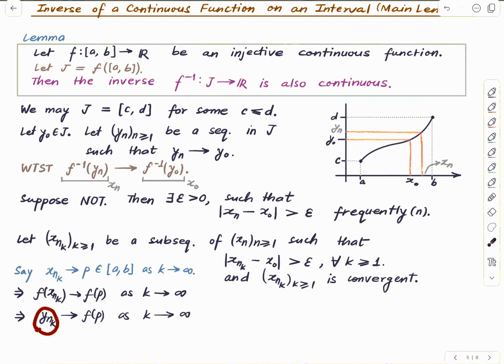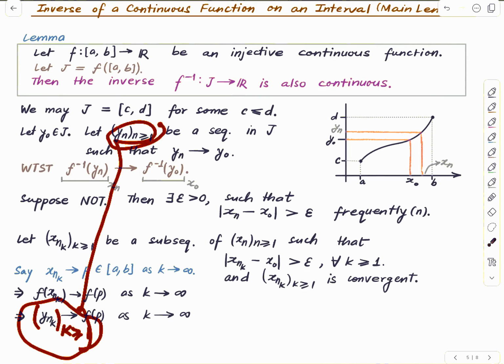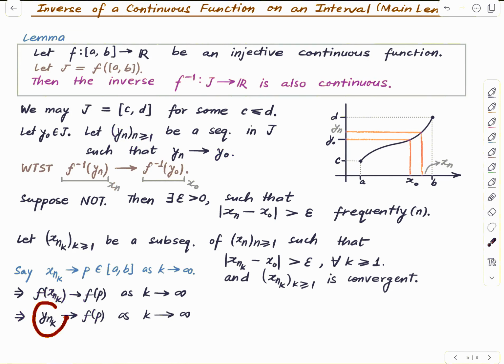But y_{n_k}, as k varies from 1 to infinity, is a subsequence of yn, right? This thing is a subsequence of yn. yn already converges to y0, and hence this thing also converges to y0. But this thing is converging to f(p). So f(p) is equal to y0.